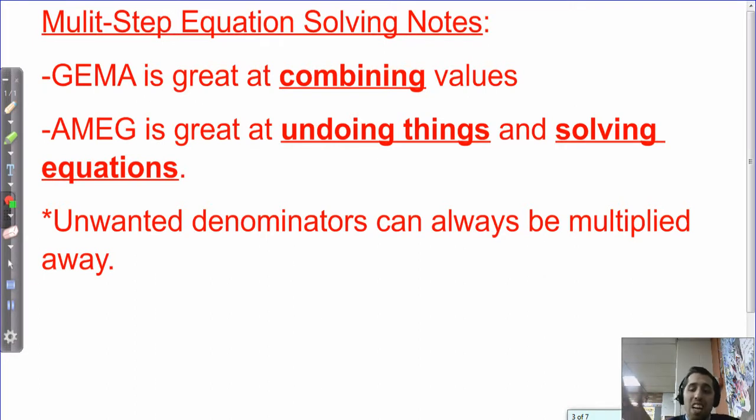So we're solving equations. If we're undoing operations, we're going to follow PEMDAS in reverse. She's going to tell us the order in which to undo them. The third note is the most important that I'm asking you to pick up from this video, and that's unwanted denominators can always be multiplied away. If you see a problem with a denominator that you don't like, just start multiplying by that denominator on both sides, always to maintain equality. But then it's just going to cancel out. It's going to fall away. So we're going to see what that looks like in examples 2 and 3.